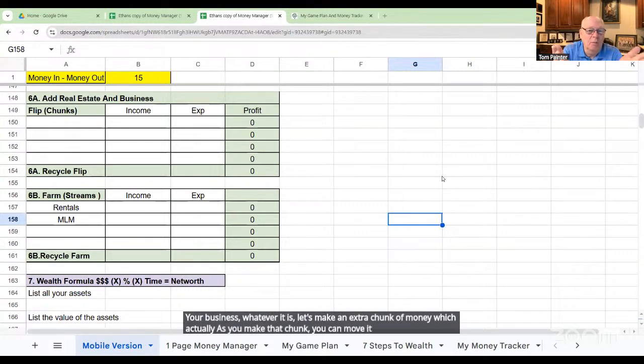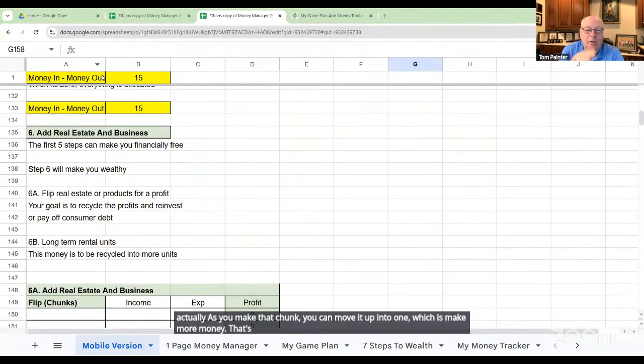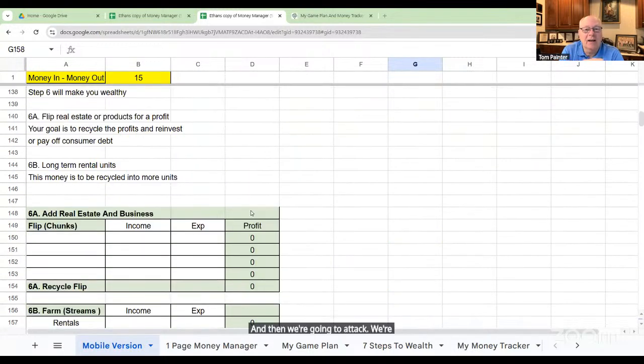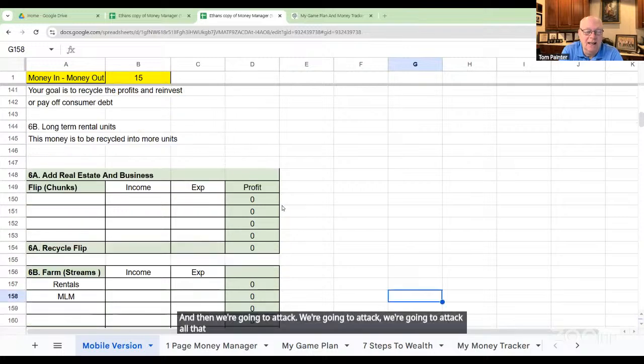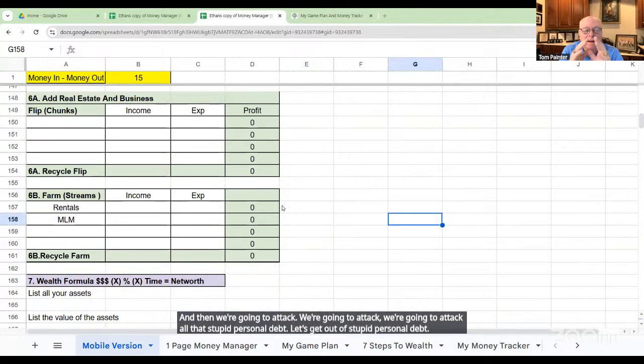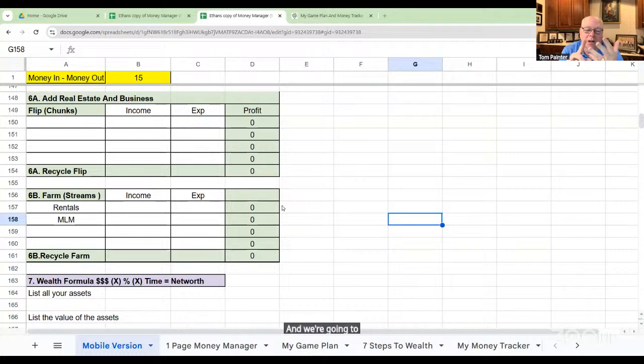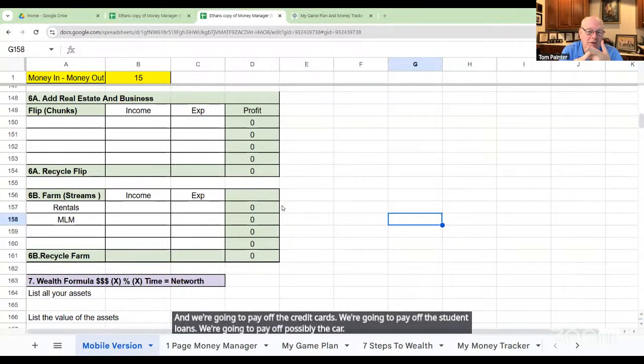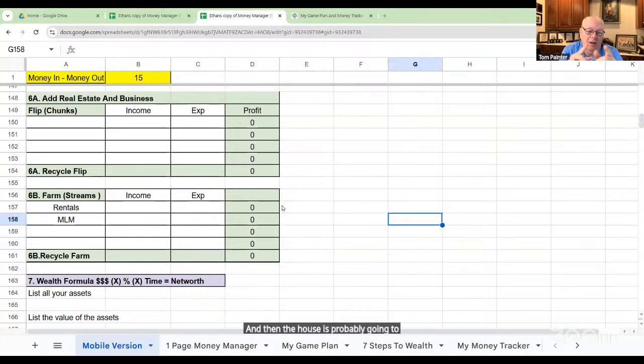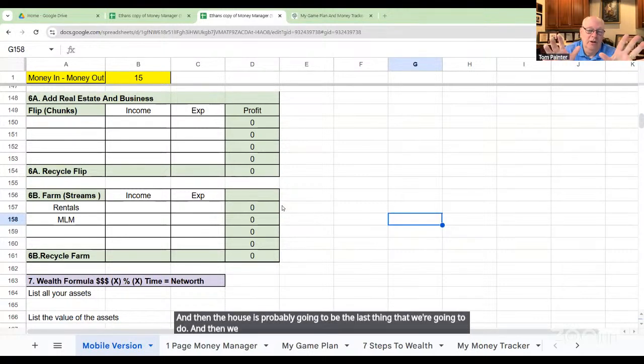1, which is make more money. That's part of your side hustle. And then we're going to attack all that stupid personal debt. Let's get out of stupid personal debt. We're going to pay off the credit cards, the student loans, possibly the car. And then the house is probably going to be the last thing that we do. And then we're also going to start adding some rental units and things like that.